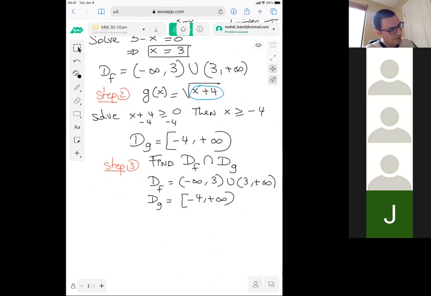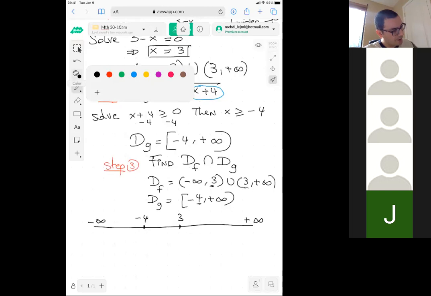As I said, to find this common domain, unless you are an expert, the best thing is to draw a number line. This is the number line, and of course it goes from negative infinity to positive infinity. Then you put the numbers you have, like here I have 3, so I'm going to put 3. And here I have -4, so I'm going to put -4 on the left side of 3 because, of course, -4 is less than 3. Once you have a number line, you can draw your domains.